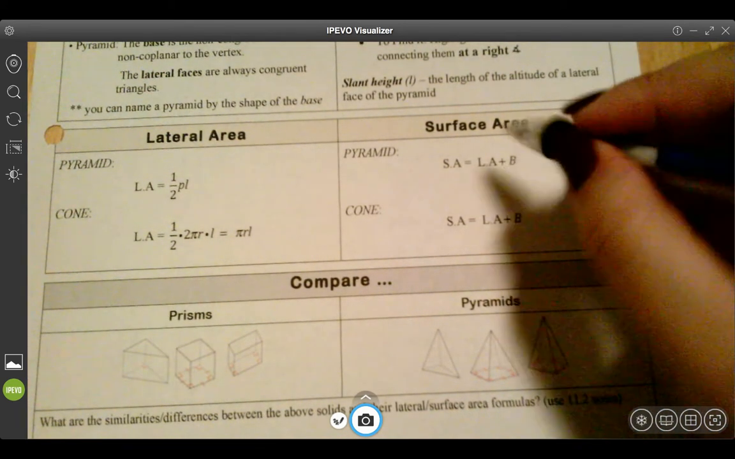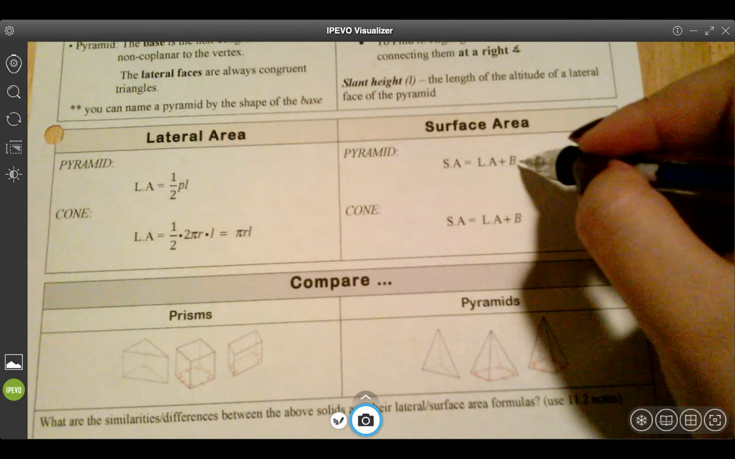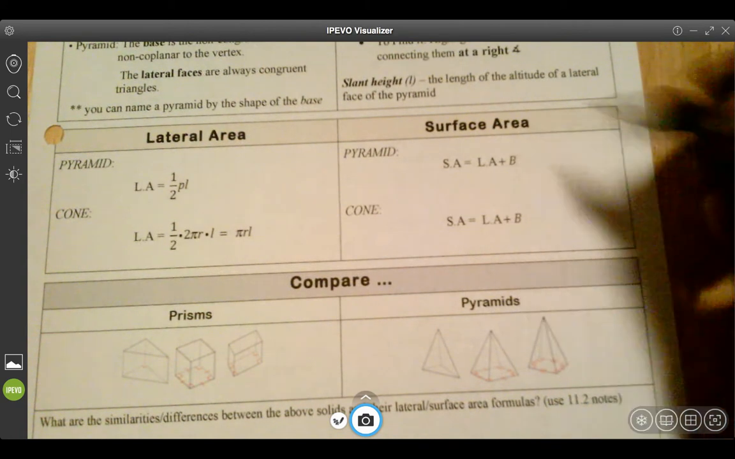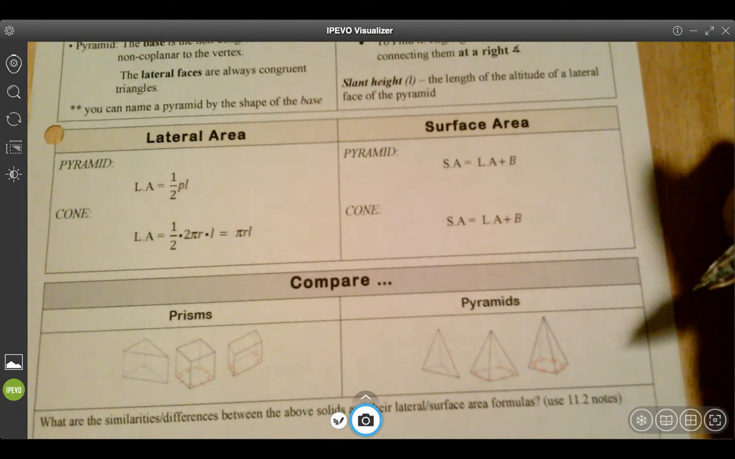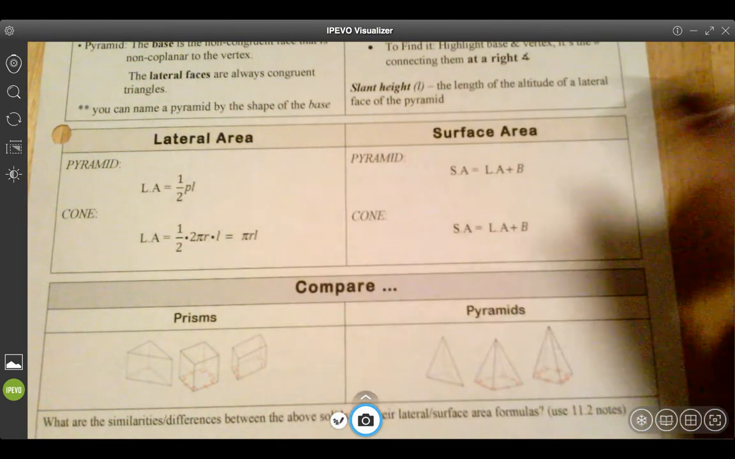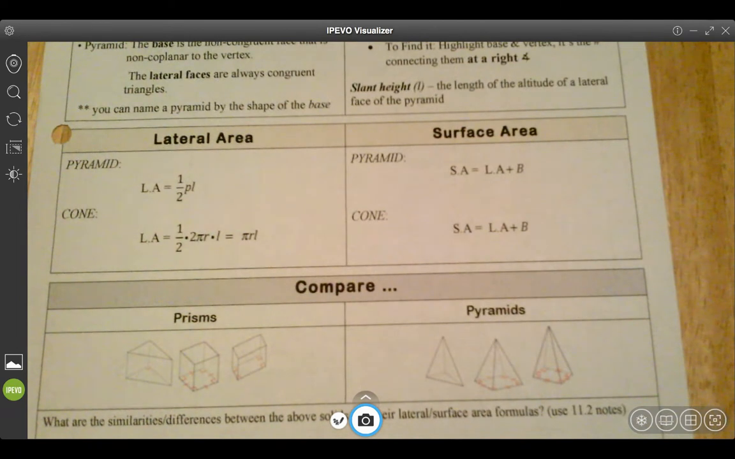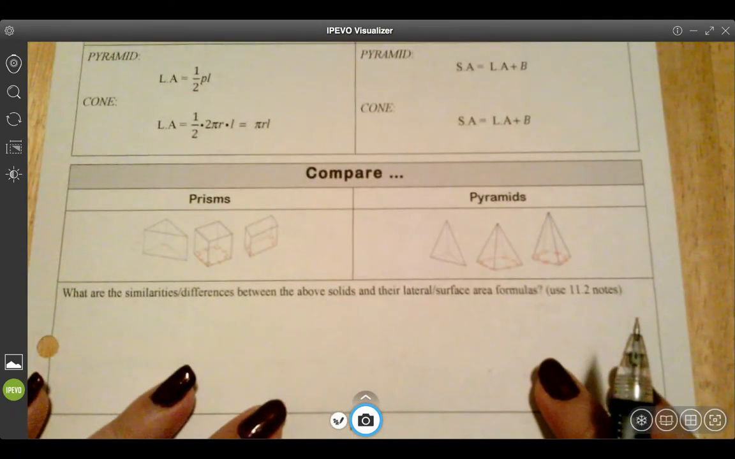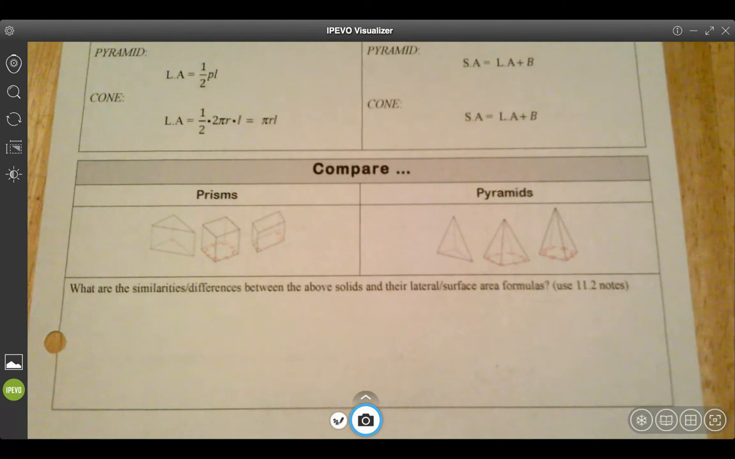For surface area, we're still taking the lateral area, plus now we have only one base. So very similar to what we were doing just before, except that now we have one base, and that base is at a slant. Okay, so I'd like you to pause for a minute and write down at least two things, one similar, one different between prisms and pyramids.